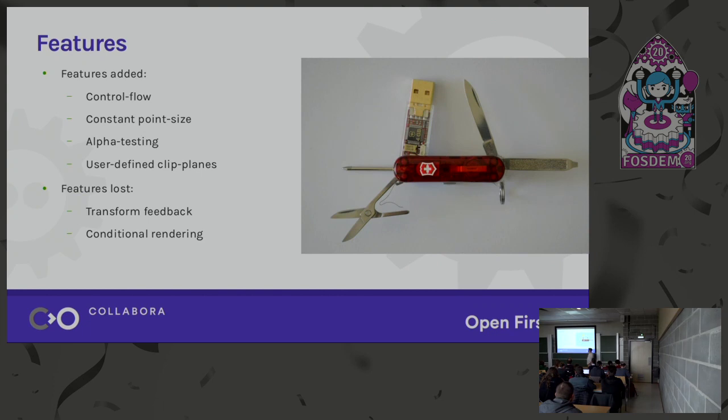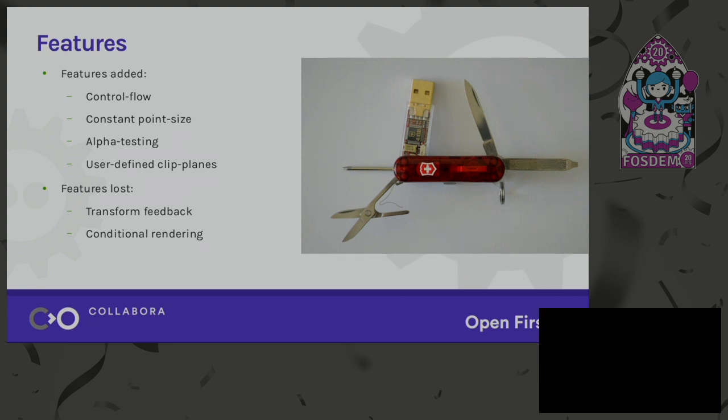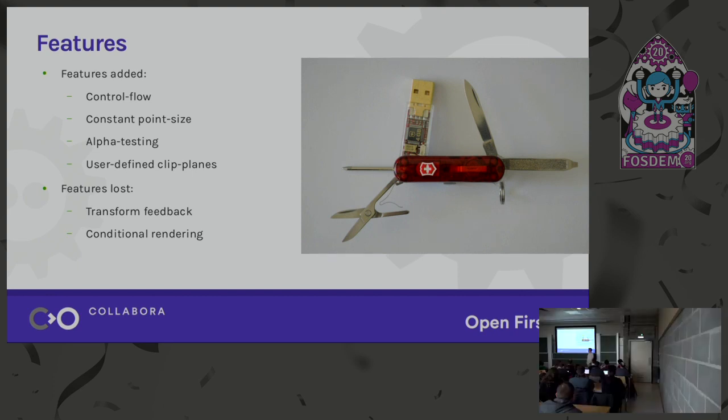So since last year, we've added some features that are quite nice. We now properly support control flow in the shaders, so you can do all of your ifs and switches and loops and stuff like that. We properly forward point sizes if they're not written from the vertex shader. We do alpha testing and transform feedback and conditional rendering support because we re-engineered some of the way things are emitted and how queries worked, because the old thing kind of failed in a lot of cases.